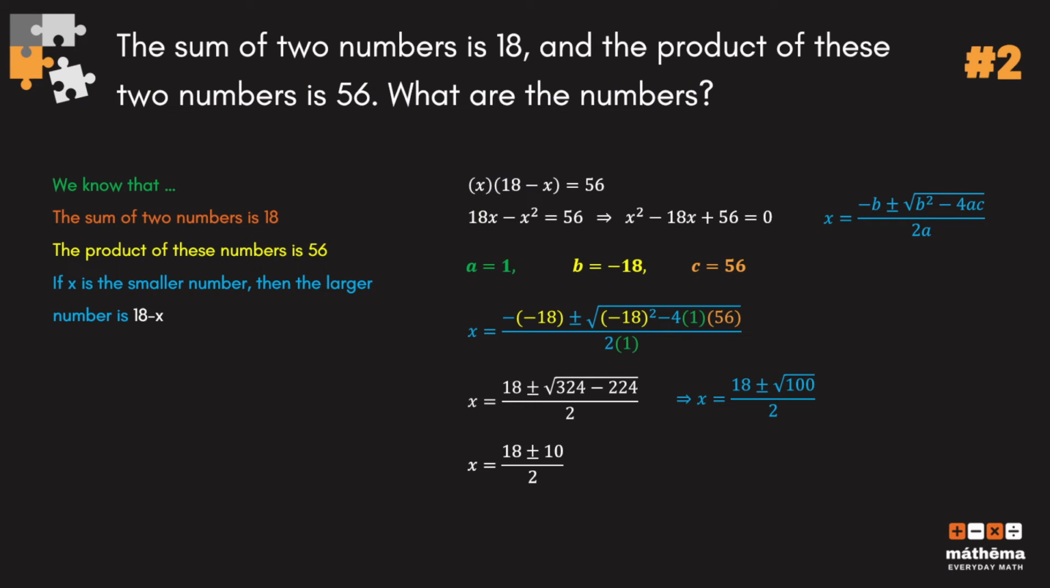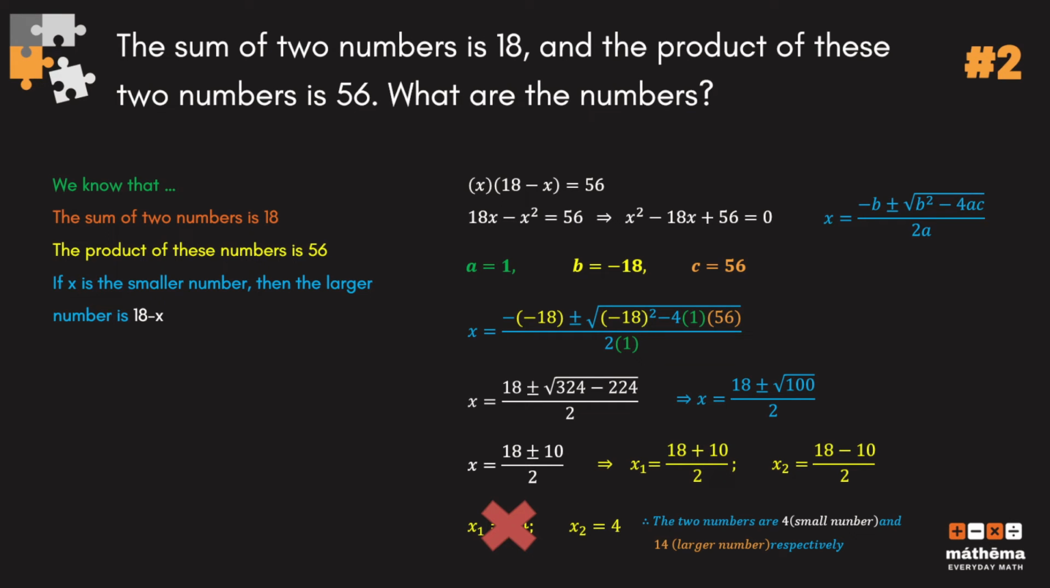So solve for x. We will now have x is equal to 18 plus minus 10 all over 2, giving us x is equal to 14, and then the other x will be equal to 4. Going back to our problem, we let x as the smaller number. So basically, we will reject x is equal to 14 and only accept x is equal to 4. So therefore, the two numbers are 4, which is our smaller number, and 14, which is our larger number respectively. So you can check that one by multiplying 4 times 14. That should give you 56. And 4 plus 14 will give you 18.